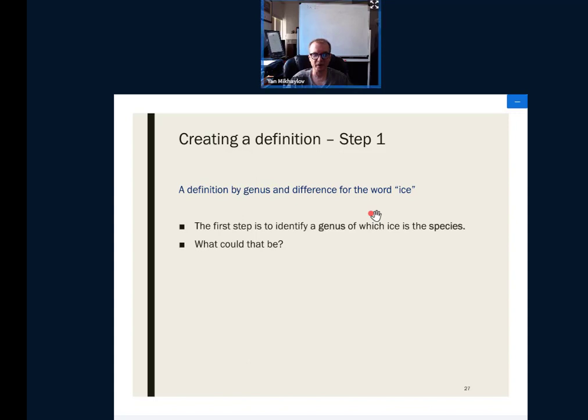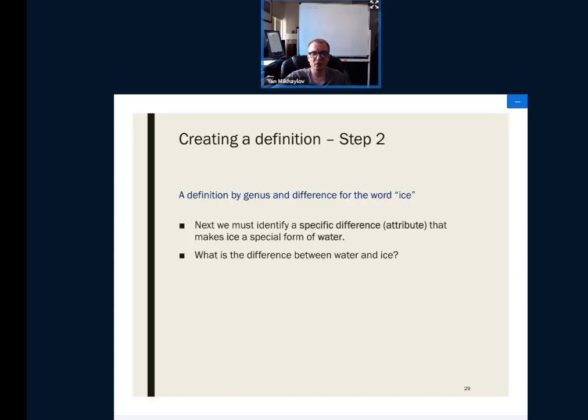Or something more simple than that. I think you are trying a little too hard. Well, that's going way too far. Everything is a type of water. Water is much better. Everything is a type of matter, but yeah. Water is much better. Ice is a type of water. And now, okay, we found the genus. What is the difference between ice and water? Why is not all water ice? Frozen, exactly. Ice is frozen water. There you go. We created our definition.